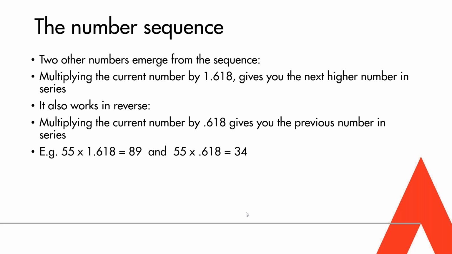If you multiply the current number by 0.618, it would give you the previous number in the series. So if we were to multiply 55, being one of the Fibonacci numbers, by 1.618, it gives us the next higher number up, being 89. Whereas if you multiplied 55 by 0.618, we get the next lower number down from 55, which is 34.